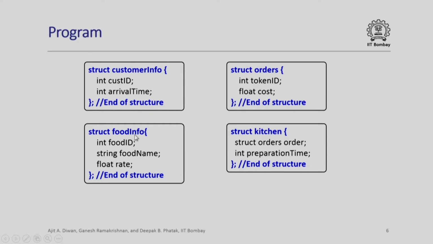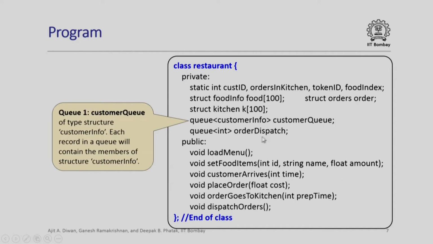The food info structure has food ID, a string which represents the food name, and the rate. Orders represent token ID and the total cost, and struct kitchen is actually a struct of the type orders, order and preparation time. So, for each order there is a preparation time associated with it, which is part of the kitchen structure.